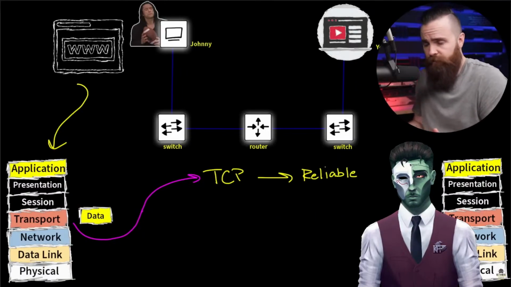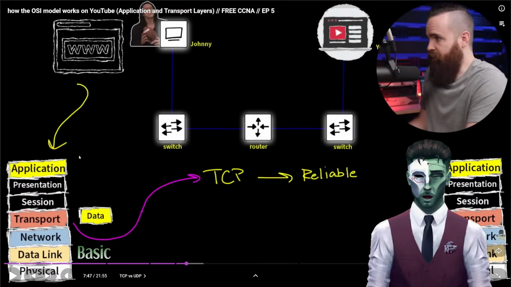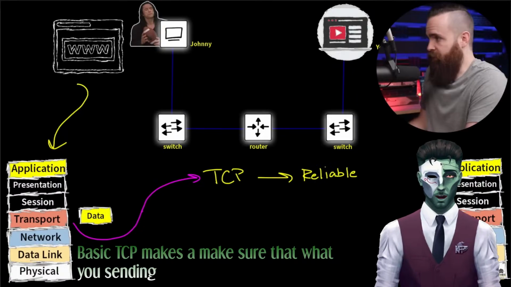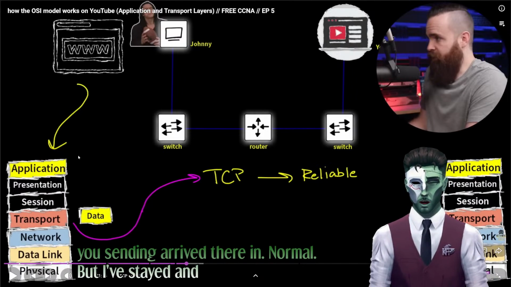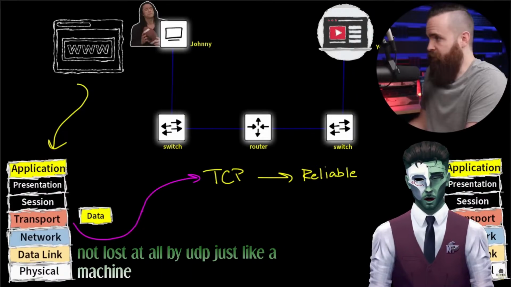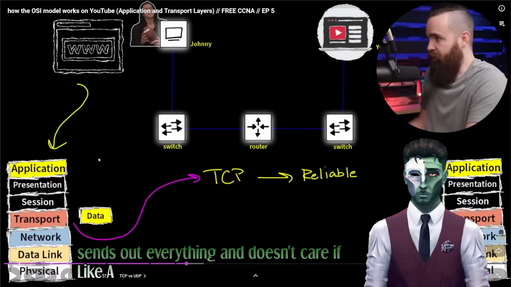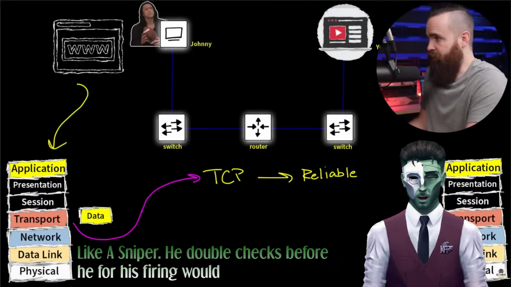The reason it's so reliable is because TCP is kind of naggy. Basically, TCP makes sure that what you're sending arrives there and is not lost at all. While UDP, just like a machine gun, sends out everything and doesn't care if it lands or not. TCP is like a sniper. He double checks before he's firing. UDP is just a machine gun.